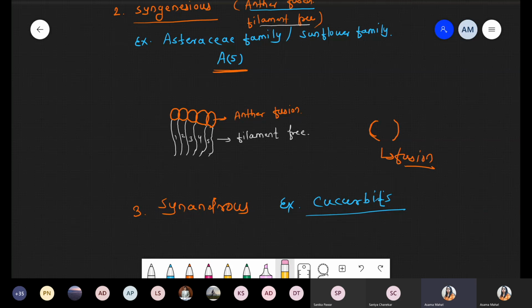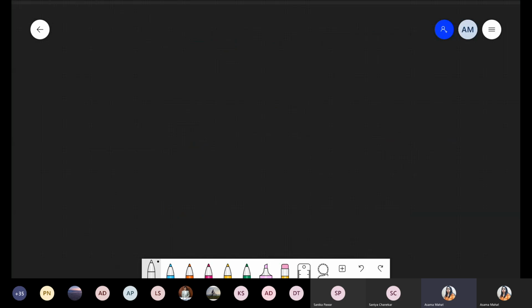Okay, next point we are talking about. These are small concepts. If you read the morphology chapter, you will get these very small concepts in simple words. So you have to understand the meaning of each word. Once you understand the meaning, you can write anything. So meaning is important. Now the next condition we are talking about is again the adhesion of the stamen, meaning attachment of the stamen with other parts of the flower.